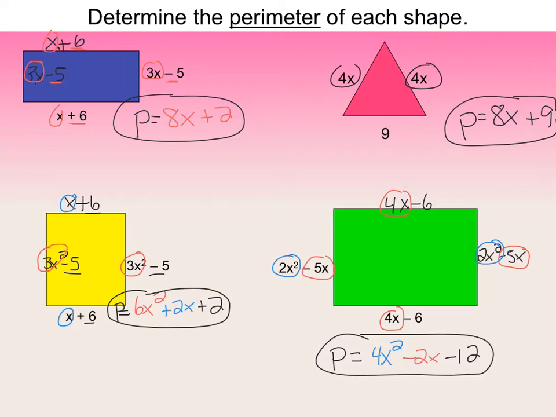So your third example, you should have ended up with a perimeter of 6x squared plus 2x plus 2. And then your fourth example should end up being 4x squared minus 2x minus 12. So that's really it for 8.1. It's just pretty much adding like terms or subtracting like terms. So we'll go ahead and take a look at 8.2 now.